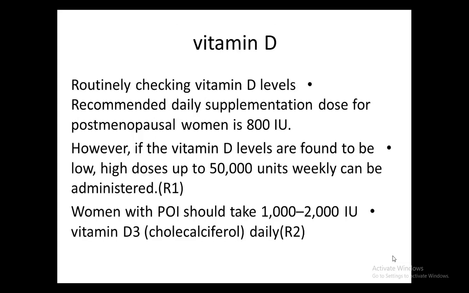Treatment by vitamin D: routinely check the vitamin D level. The recommended daily supplement dose for postmenopausal women is 800 international units. However, if the vitamin D level is found to be low, high doses up to 50,000 units weekly can be administered. Women with premature ovarian insufficiency should take 1,000 to 2,000 international units of vitamin D3 daily.